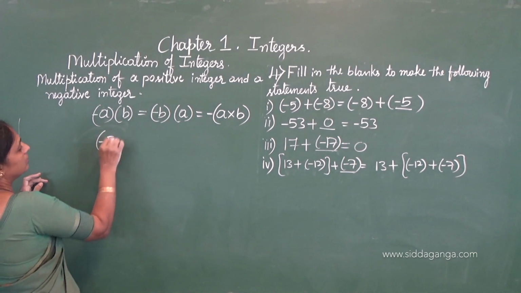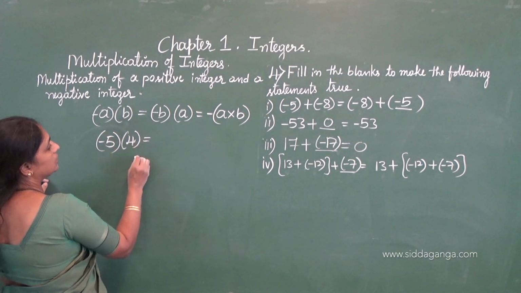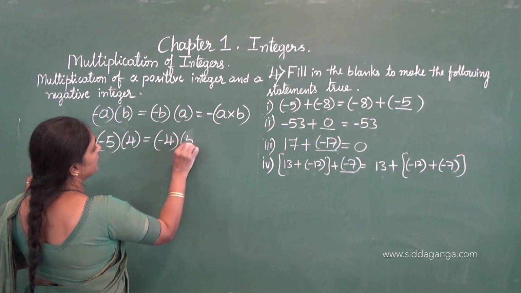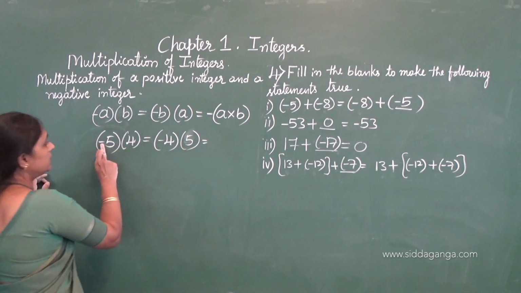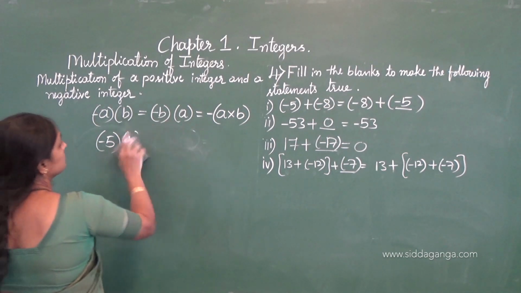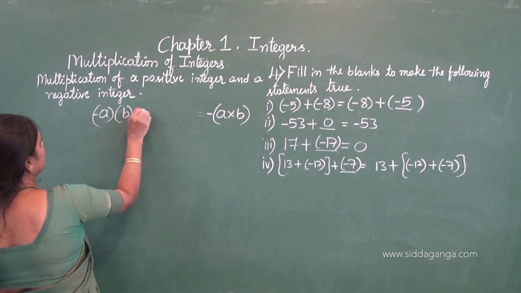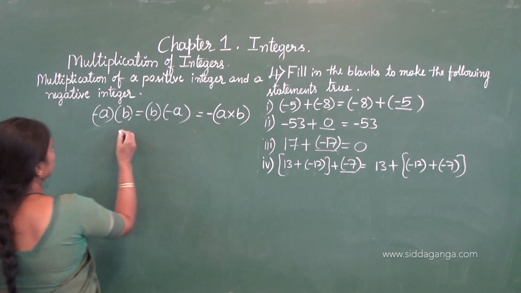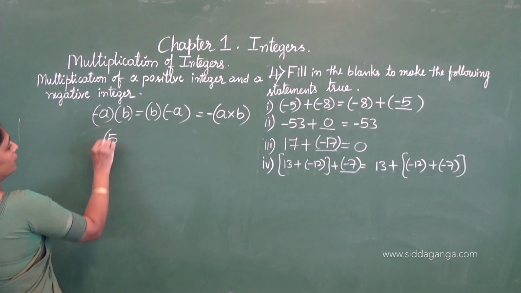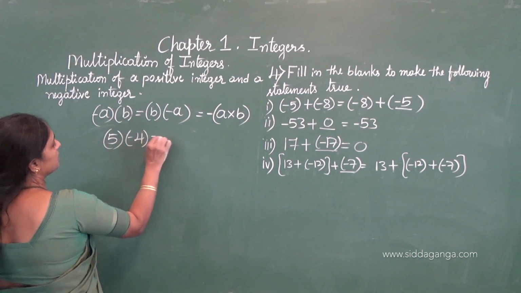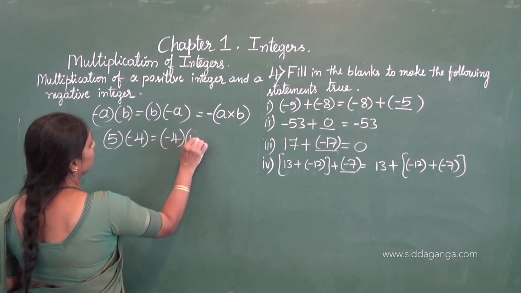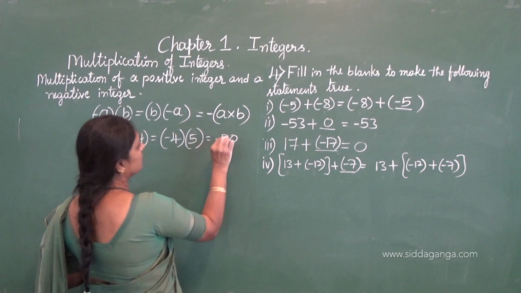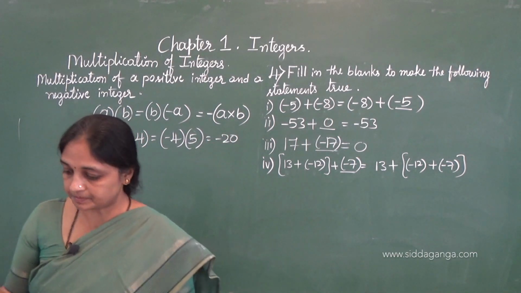So minus 5 into 4, that is equal to minus 4 into minus 5. Here we can write like this, b into minus a. Then we can consider 5 into minus 4, that is equal to minus 4 into 5. 5 fours are 4 fives are 20, and the sign is minus.